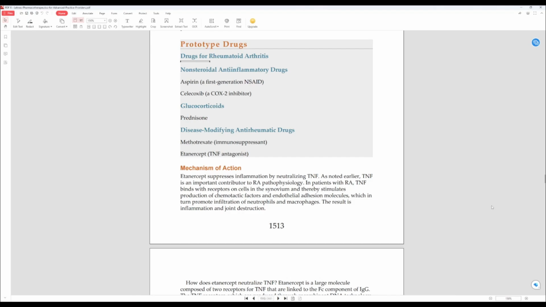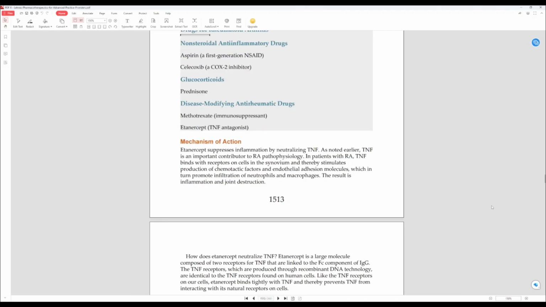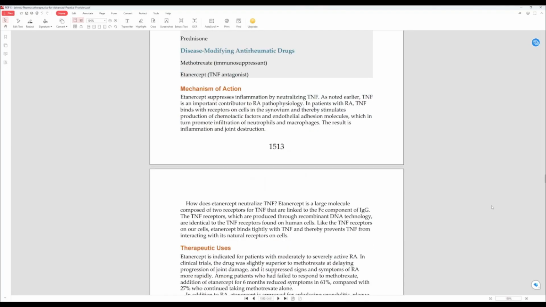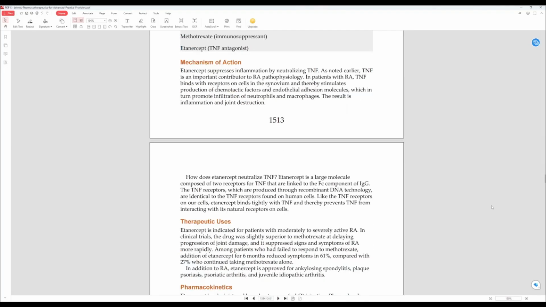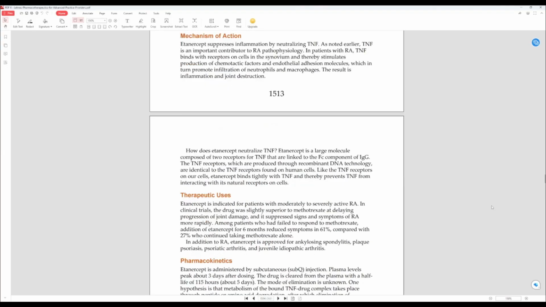So how does etanercept work? Its mechanism of action suppresses inflammation by neutralizing tumor necrosis factor. Again, as noted earlier, tumor necrosis factor is an important contributor to RA pathophysiology. In patients with rheumatoid arthritis, tumor necrosis factor binds with receptors on the cells in the synovium and thereby stimulates production of chemotactic factors and endothelial adhesion molecules, which in turn promote infiltration of neutrophils and macrophages. The result is inflammation and joint destruction.